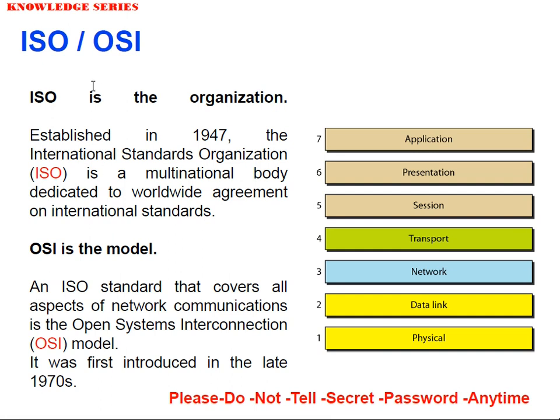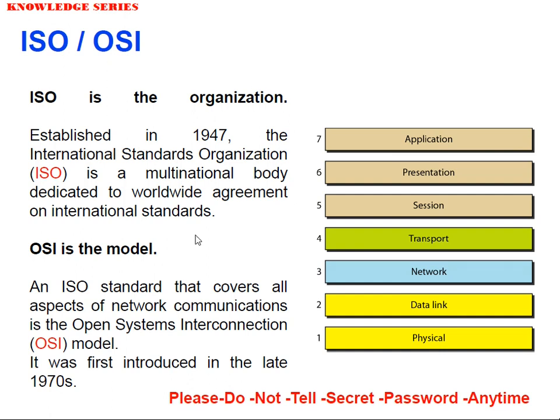OSI, if you write it in a reverse way, is Open Systems Interconnection. So the ISO standard that covers all aspects of network communications is the OSI model. ISO is one bigger organization. It does the standardization for many areas, even for schools, colleges, industries, many places. But here, the ISO standard which covers network communication is the OSI, which we term Open System Interconnection. And this was introduced in the late 1970s.